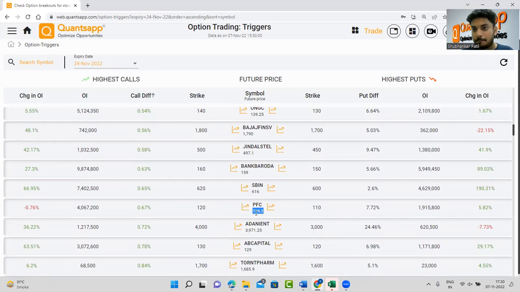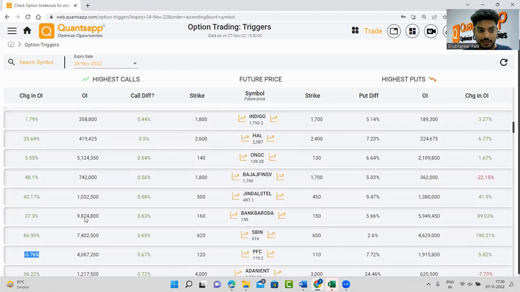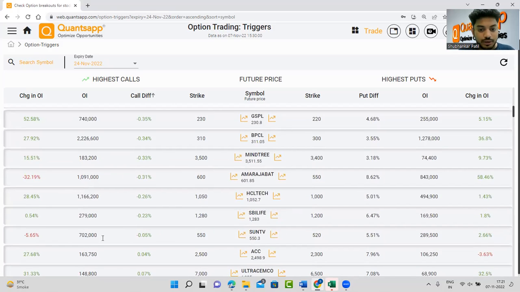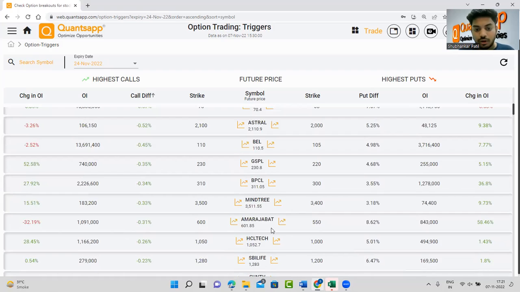Now, will we pick up PFC? The answer is no, because only 0.7% call writers have unwinded, right? And also why we are not concentrating on DLF or maybe Indigo or maybe HL, because a lot of call writers are still keeping on adding. What we need to do, we need to pick up those stocks where a lot of call writers are unwinding and the stock is in the vicinity of the highest call. So you see Amara Raja Batteries 601, 600 is the highest call strike, 32% open interest unwinding.